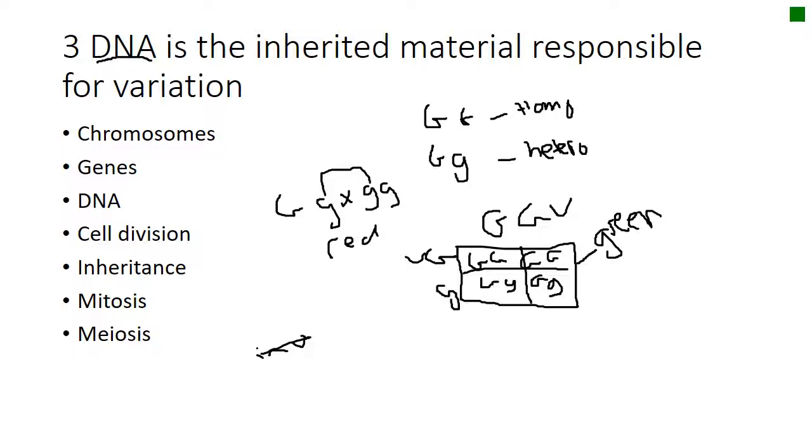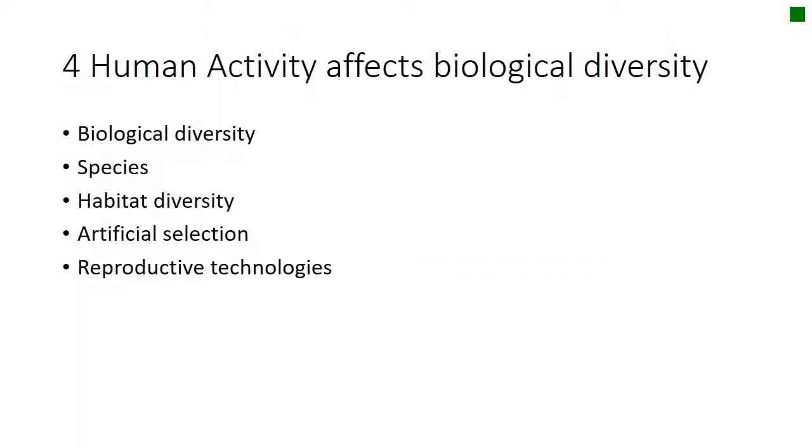Alright, so now the last section is section 4, and section 4 has to deal with human activity affecting biological diversity. And I can see here that I forgot to put the main points on this slide, so I'm just going to have to verbally tell you.